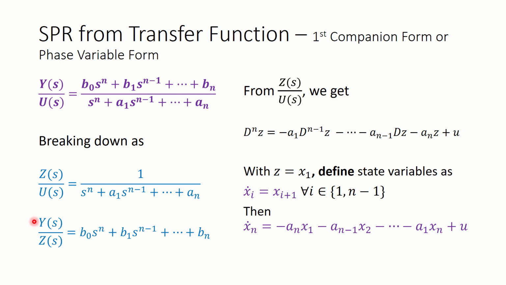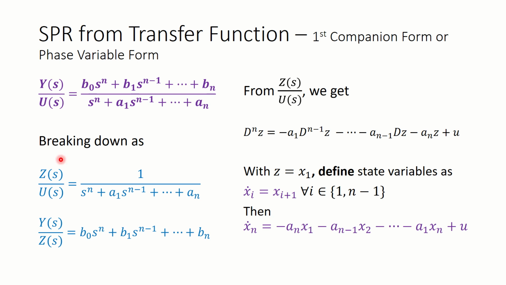And then we define Y(s) by Z(s) as only the numerator with no denominator there, so the denominator here is 1 basically. If you multiply these two transfer functions, you will get Y(s) by U(s), which is this transfer function. So we have simply broken this down into two transfer functions, and we will be dealing with these two separately in order to go ahead in the formulation of the state space representation.